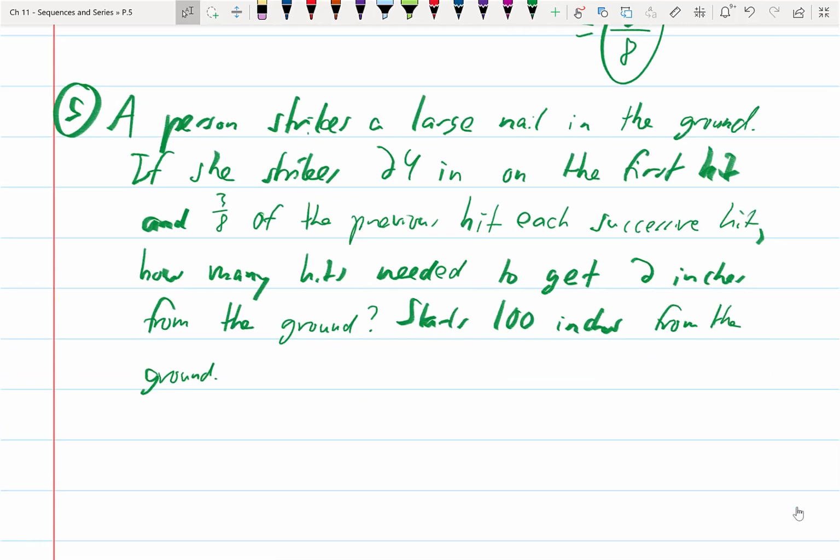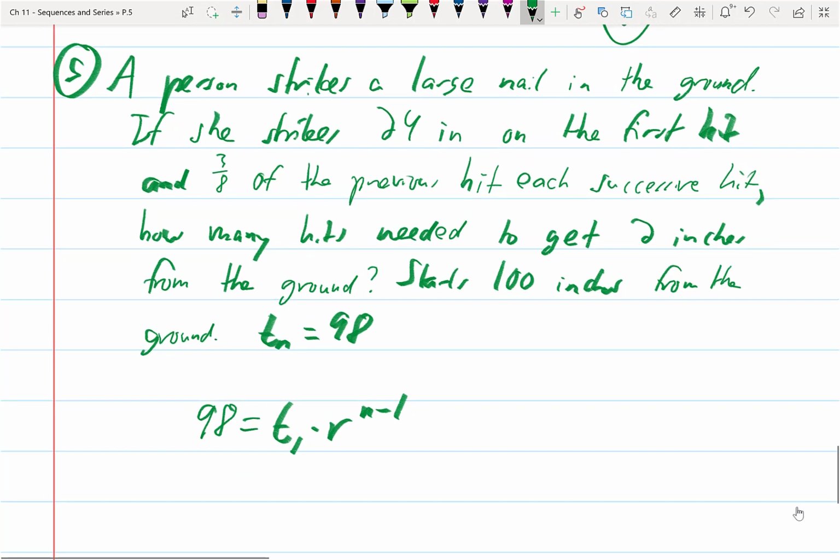So basically, what I'm actually trying to figure out is T sub n is equal to what? How far do I need to hit it? Starts 100 inches from the ground. I need to get it 2 inches from the ground. 98. You're starting at 8 feet. Yep. So we need to hit it 98, or get it to where it's 98 inches. So basically what I'm saying is 98 equals T sub 1 times r to the n minus 1. And let's start actually filling in some of this. 98 is equal to... Yeah, the first hit is going to be 24.